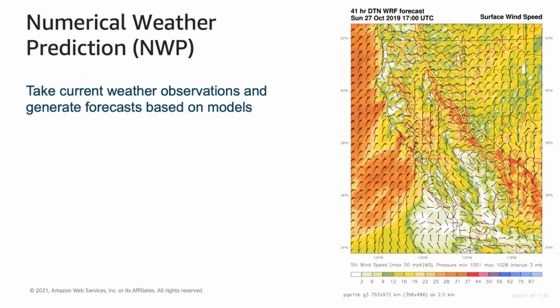So numerical weather prediction, or NWP. At a very high level, this is how do we take current weather observations? So this is like, what's the weather outside today? What's the temperature? What's the humidity? What's the cloud cover? All of these variables. And based on that, try to generate the forecast based on that model. So you can see it right. We have a forecast essentially of surface wind speed over a given period, which is given to us by one of our customers who uses WRF, DTN.